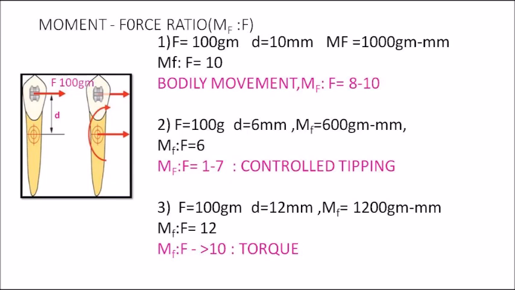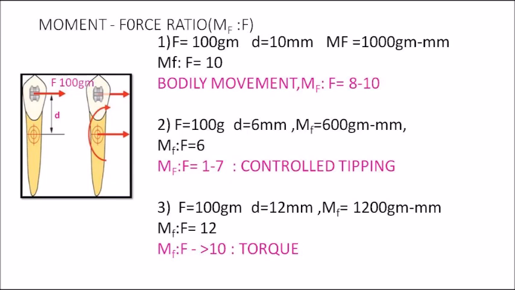So this is how the differences in the moment to force ratio bring about alterations in tooth movement. For bodily movement, the ratio will be between 8 to 10. Anything less than this, that is 1 to 7, gives you controlled tipping, and more than 10 gives you root movement or torquing. So the average for bodily movement is 8 to 10. Anything more than this will bring about root movement, whereas less than this will bring about crown movement, that is controlled tipping.